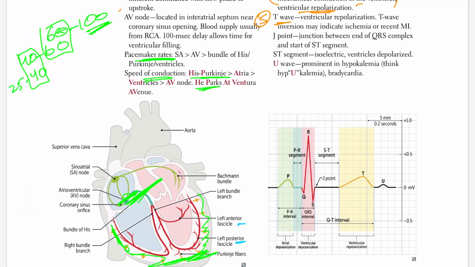So what is the T wave? It's a ventricular repolarization. T wave inversion may indicate ischemia, recent MI. Simple. T wave is specific for ventricular repolarization.